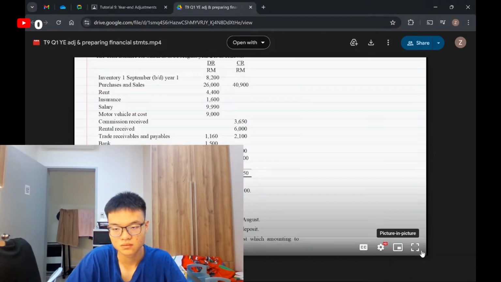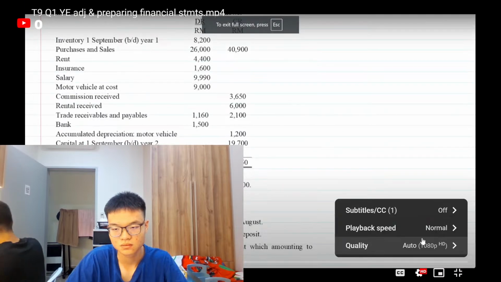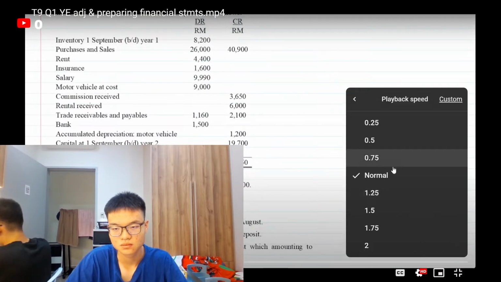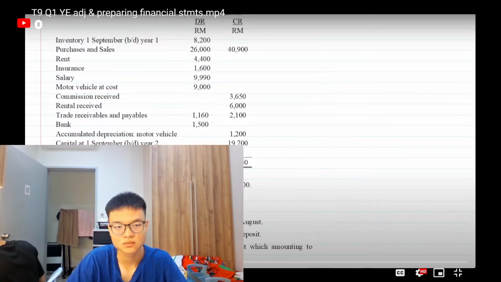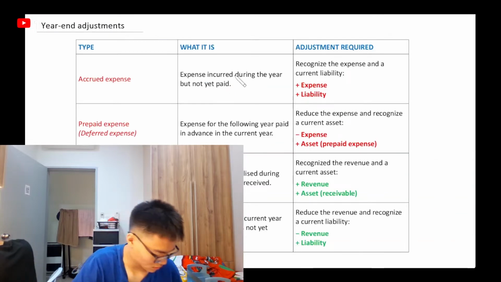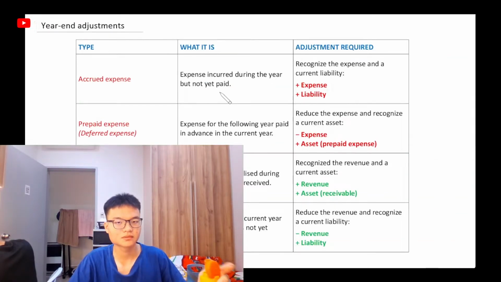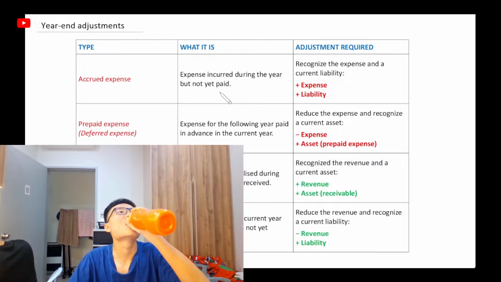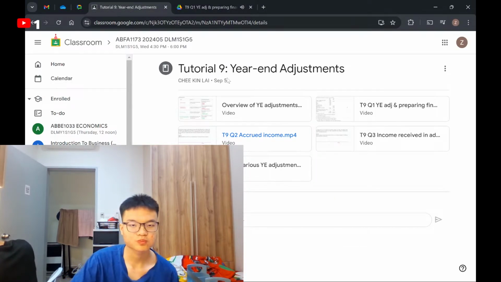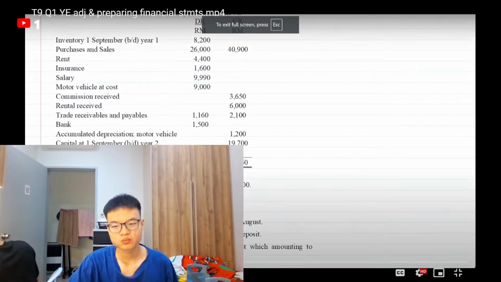Number 2, rent of 400 ringgit not yet paid. Now rent not yet paid means you have incurred the rent, but you haven't paid your landlord. You owe your landlord 400 ringgit. So this is an example of an accrued expense. Accrued expense: expenses incurred during the year, but not yet paid. Not yet paid means also you haven't recorded it. Usually we record the rent at the time you pay. If you haven't paid, we haven't recorded it. Now, in accrual accounting, even if you haven't paid an expense, you must still record it. So this expense must be recorded.